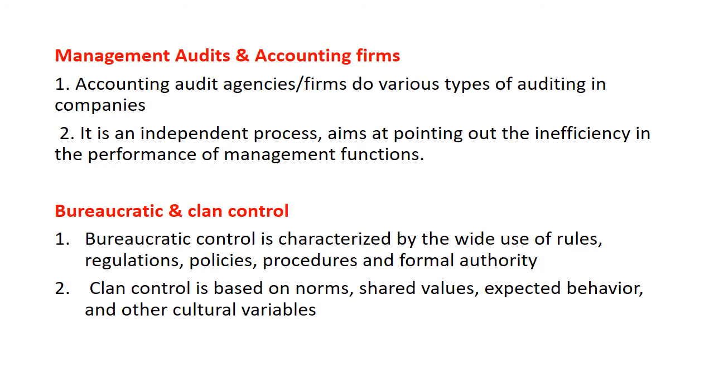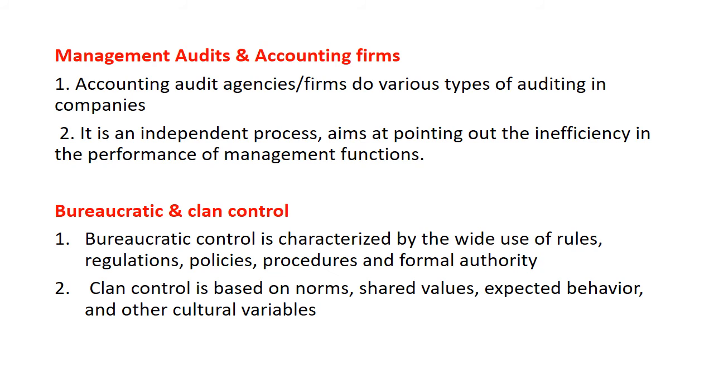Then there are management audit and accounting. In all organizations you can see management auditing is done in order to check the efficiency of the performance of management functions. And here you can see bureaucratic and plan control. Bureaucratic means the use of formal authority, that is rules, policies and reward systems, to influence employee behavior and assess performance.